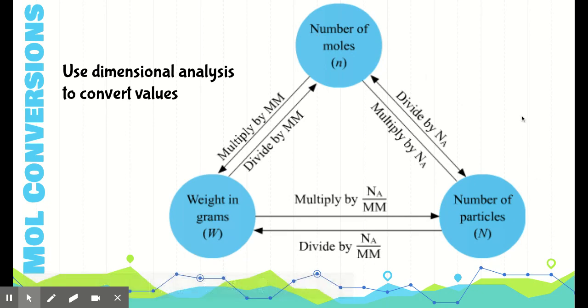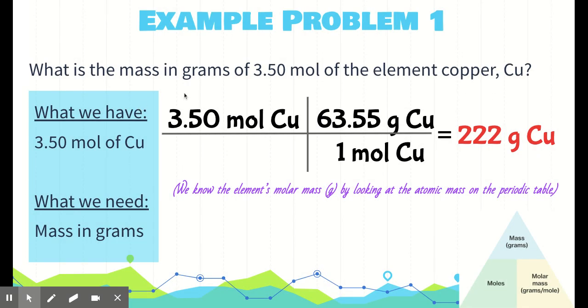We will go through some examples and I'll show you. For the first one: what's the mass in grams of 3.50 moles of the element copper, which is Cu? This would be useful if you are in a lab and you've calculated that you need to use 3.5 moles of copper, but now you need to figure out how many grams that's going to be, because you need it to be useful for you to measure.